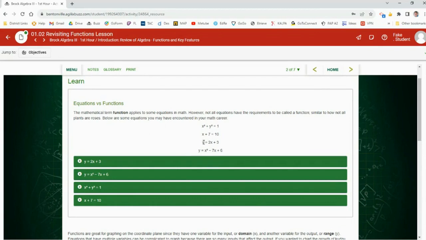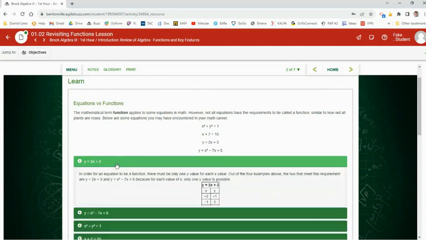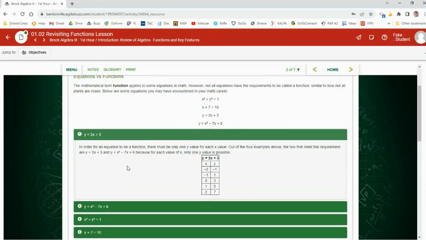So let's start by looking at this linear equation that we're most familiar with. Y equals 2x plus 3. So in order for an equation to qualify as a function, there must be only one y value for each x value. So out of the 4 examples above, the 2 that meet this requirement are y equals 2x plus 3 and the quadratic equation. The other 2, the first 2 up there, do not meet the requirement, and we'll look at that.